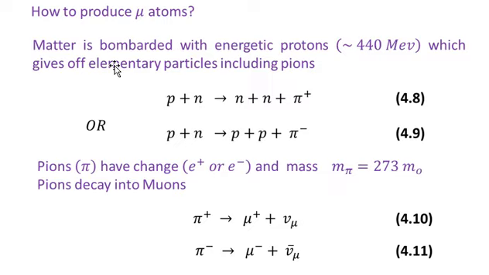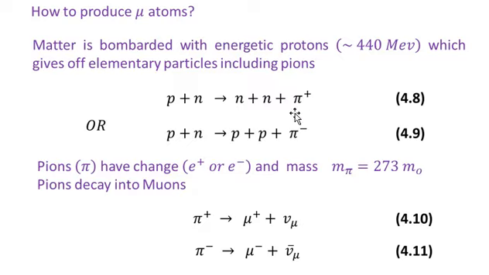The matter is bombarded with energetic protons having an energy of the order of 440 million electron volts, which gives off elementary particles including pions. Here I am going to discuss some reactions which will help us understand the production of muon particles. The first one is given in equation number 4.8. This energetic proton collides with the neutrons of the matter. One possibility is that this proton is converted into a neutron with the emission of a particle which we call a positive pion.